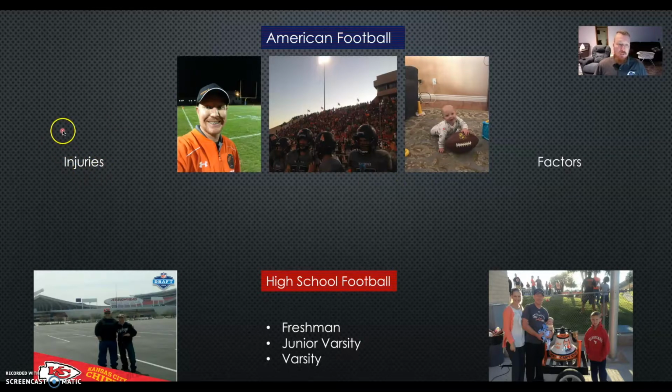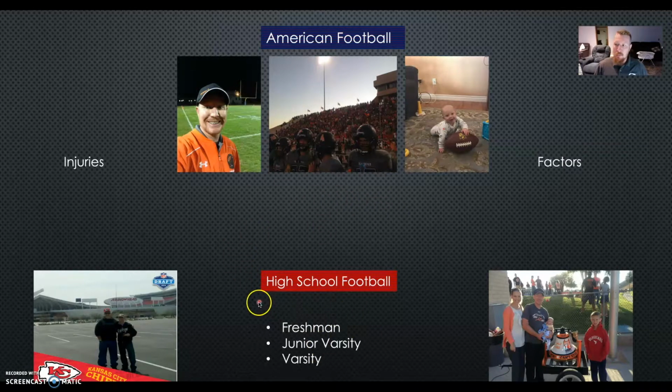Some of the injuries that we're looking at, especially in this PowerPoint, are going to be injuries to the cervical spine, to the knee, and to the ankle. Some of the factors that play into this are the level of play that we're talking about, from freshman to junior varsity to varsity.